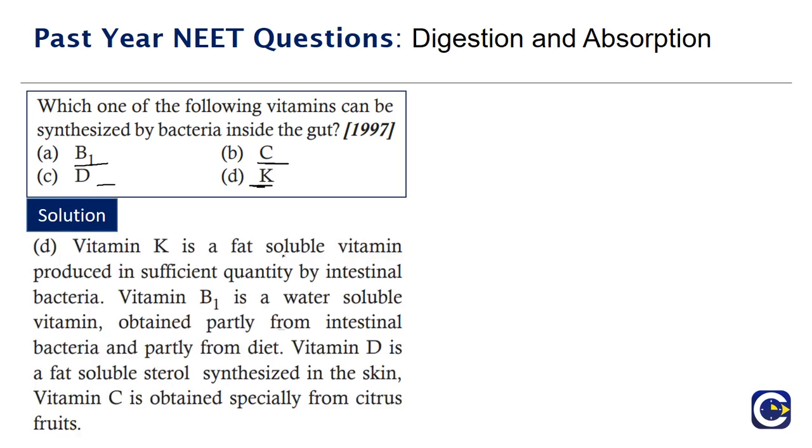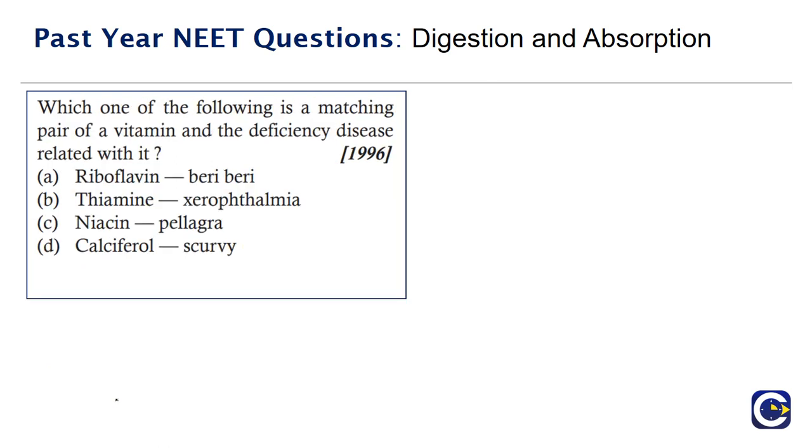Vitamin K is a fat soluble vitamin produced in sufficient quantity by intestinal bacteria. Vitamin B1 is water soluble, obtained partially from intestinal bacteria and partially from diet. Vitamin D is a fat soluble sterol synthesized in the skin on exposure to sunlight. Vitamin C is obtained from citrus fruits like lemon and orange. Okay, so the answer is vitamin K.